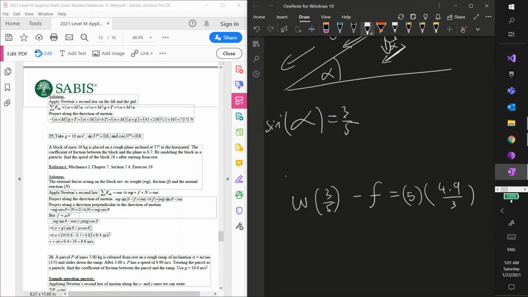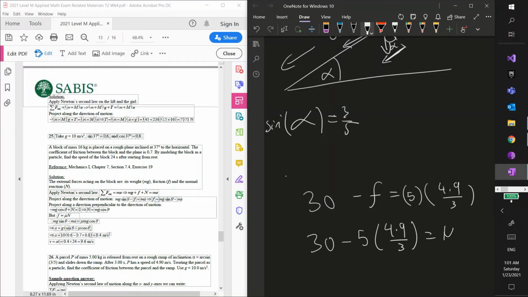Your weight is 5 kilograms multiplied by 10, so 50. Simplify this, you get 30. And let's find the friction, and then they said find the coefficient of friction. So let's find the friction first. So 30 minus 5 times 4.9 over 3 equals the friction, yeah?